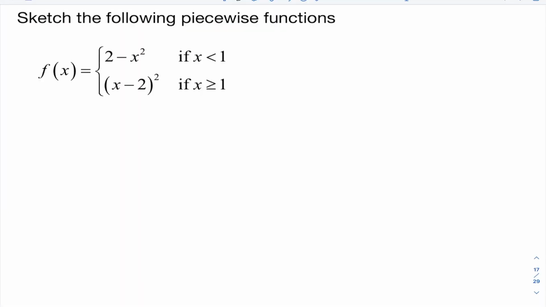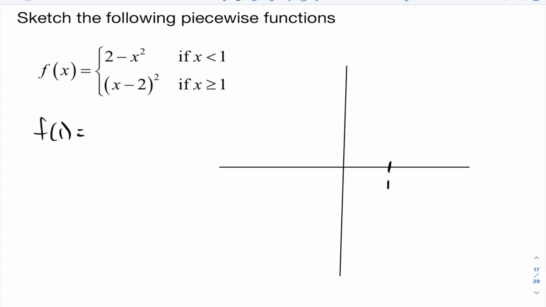So in the next example here, we want to sketch the following piecewise function. This one's a little bit easier. There's only one breaking point, right at 1. So at 1 here, again, we want to know, do these two quadratics line up? So again, evaluate the function at 1. Evaluating the function at 1, we take on the (x minus 2) quantity squared function, in which case this will be (1 minus 2) squared, which is 1.